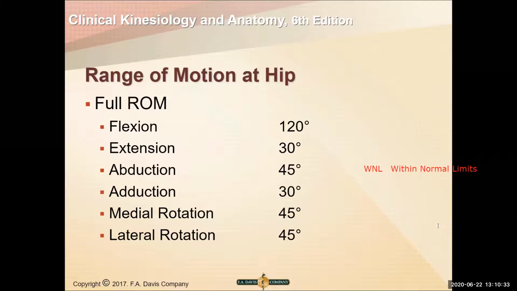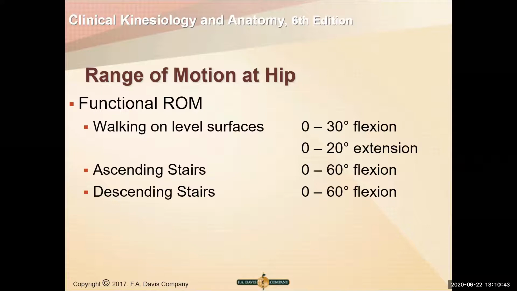No, because the next thing we're going to look at is, are they within functional limits? And that's the next slide here. So these are our normal limits. These are our functional limits, meaning what do we need to function? In order to function, we have to have about 30 degrees of flexion, 20 degrees of extension. That makes sense. We need room for heel strike and toe off. To go up and down stairs, we need about 60 degrees of flexion in the hip.